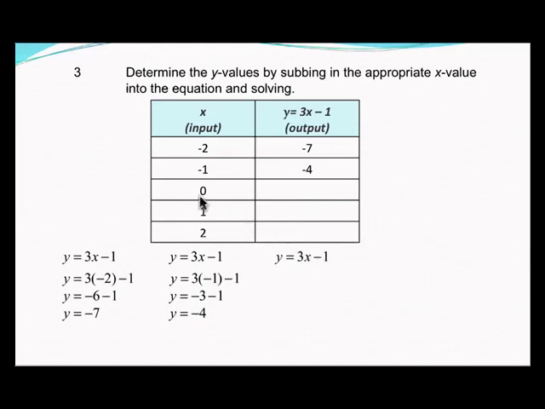Next, we're going to put in 0 for x. Well, 3 times 0, anything multiplied by 0 is 0. So 0 take away 1 is -1. So we put -1 into our table of values. Next, we're going to sub in x equals 1. So 3 times 1 is 3. Take away 1 is 2. And put that into our table of values.